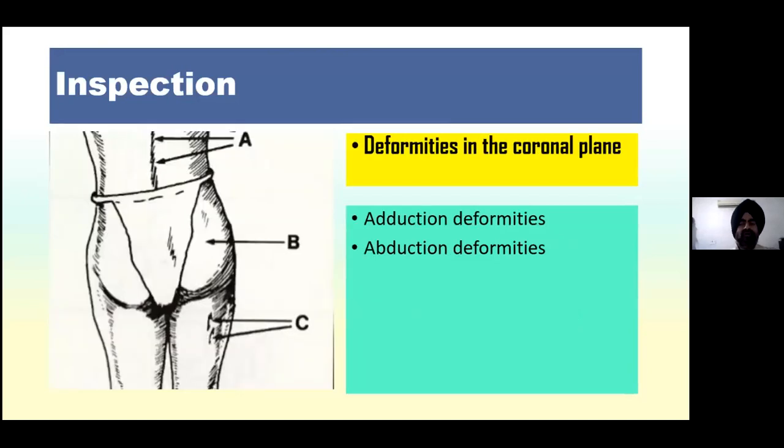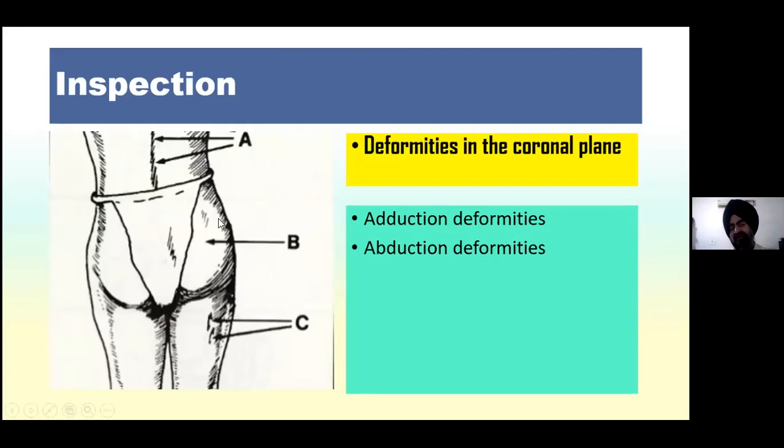Then looking for the deformities in the coronal plane, which are the adduction deformities and the abduction deformities, we see from this figure that there is a lumbar lordosis which has a convexity on the left side and concavity on the right side. Why is it so? Because the left side of the pelvis is dipped down. The reason may be any, most usually it is the abduction deformity of the hip.